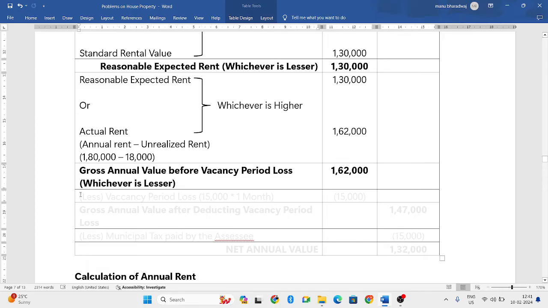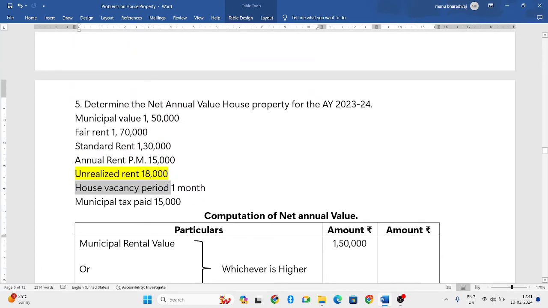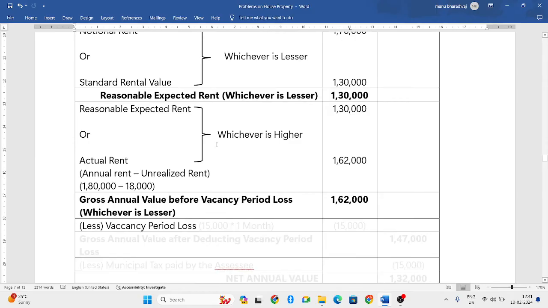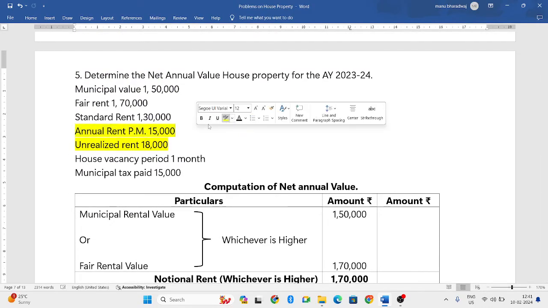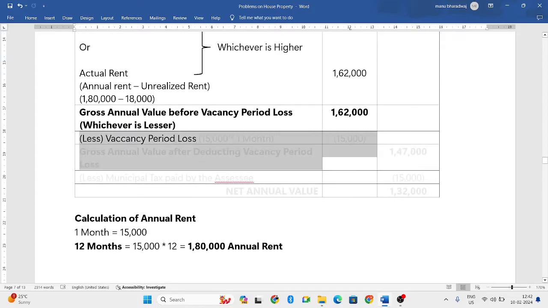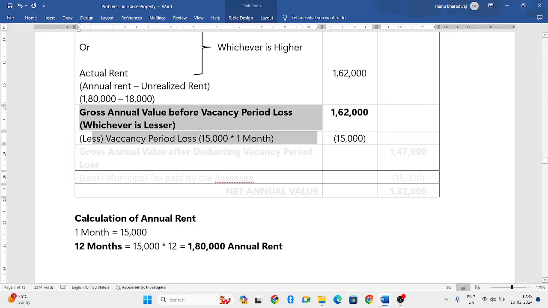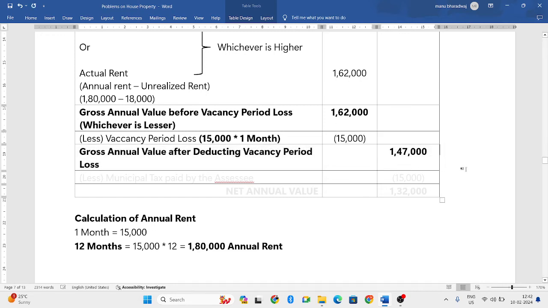From this, we have to minus the vacancy period loss. In the question, they have given that the house was vacant for 1 month. So 1 month is a vacancy period loss. What is the rent per month? Rent per month is 15,000. So we have to calculate 15,000 per month into 1 month because the house was vacant for only 1 month. So the vacancy period loss will be 15,000. Now I have to subtract 15,000 from 1,62,000. I will get 1,47,000. That 1,47,000 is gross annual value after deducting vacancy period loss.